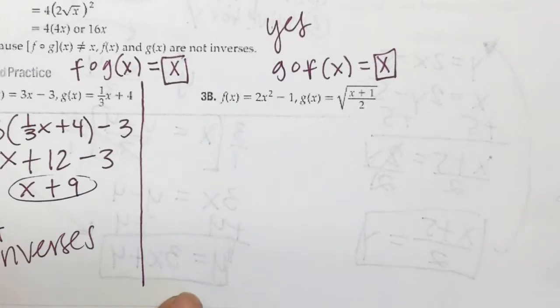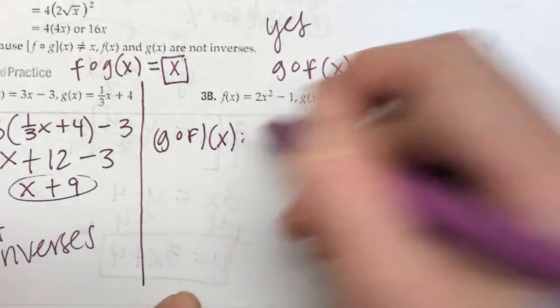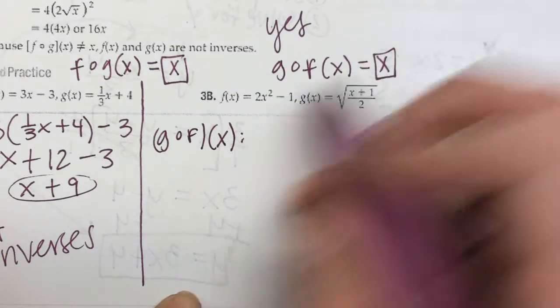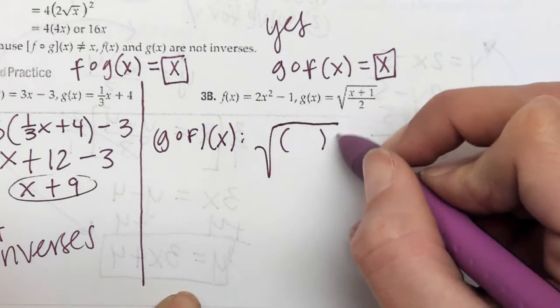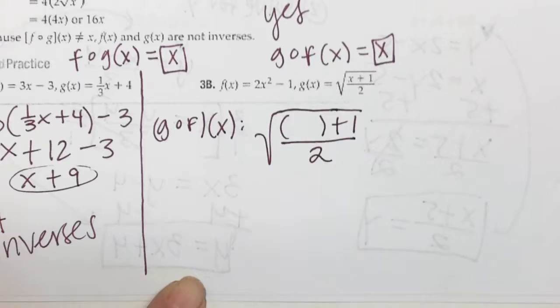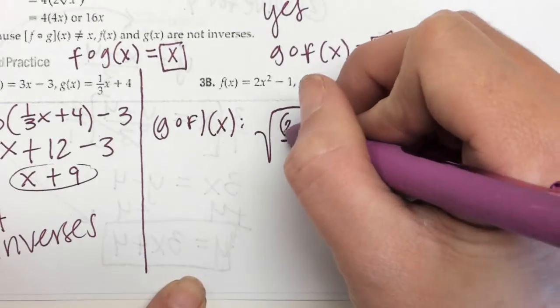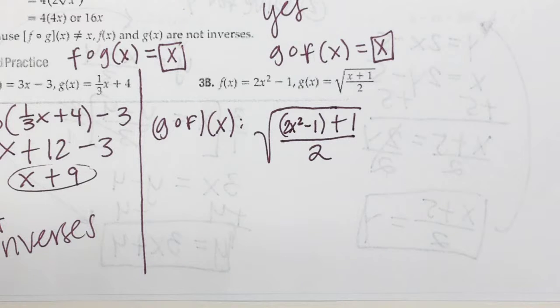Do y'all want to just do f of g or g of f for this one? Okay. So which function am I rewriting? G. So it'd be square root of all over. Very good. What am I putting in the parentheses? Very good. Alright, what should I do first here?